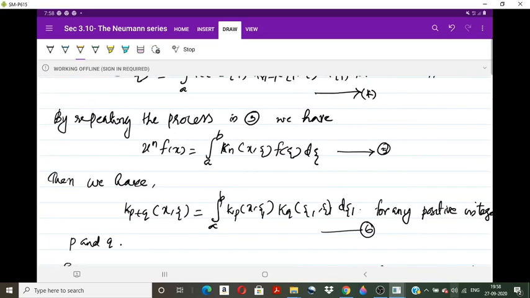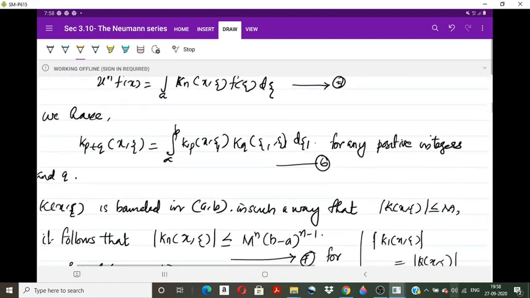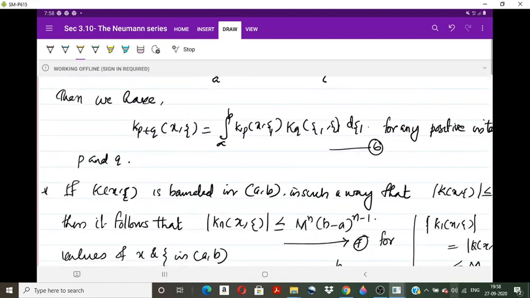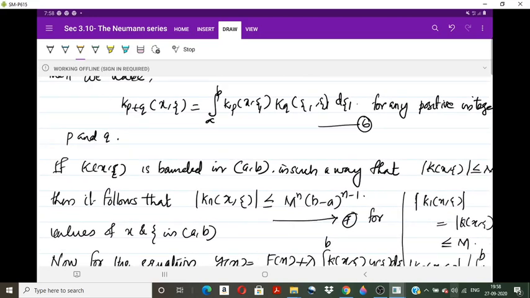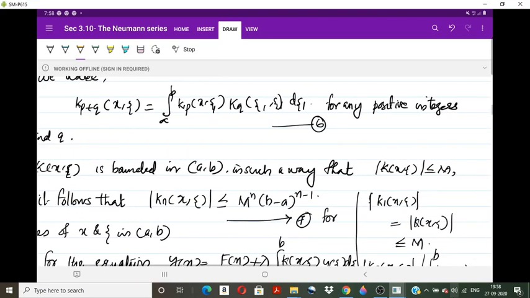Similarly, we can formulate k p plus q of x theta as integral a to b kp of x theta 1 kq of theta 1 theta d theta 1 for any positive integers p and q. Now, if k of x theta is bounded in the open interval a b in such a way that mod of k of x theta is less than or equal to m, then it follows that mod of kn of x theta is less than or equal to m raised to n into b minus a raised to n minus 1.